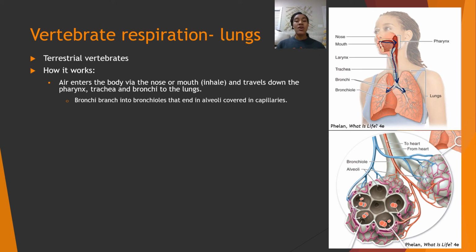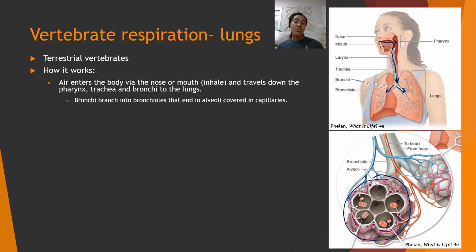After this branching, the bronchi continue to branch and branch and branch. And as they're branching, they become smaller and smaller and thinner, and so they become bronchioles. And the bronchioles end in an air-filled sac called alveoli. And the alveoli are covered in capillaries, and this is the site of gas exchange. So oxygen is brought into the alveoli, and it's very moist in there. And that moisture allows for the oxygen to become dissolved.